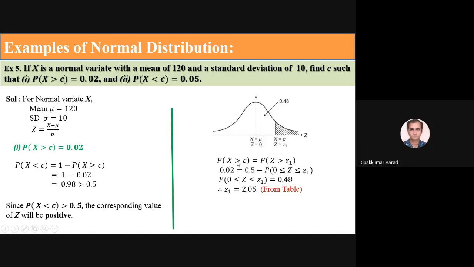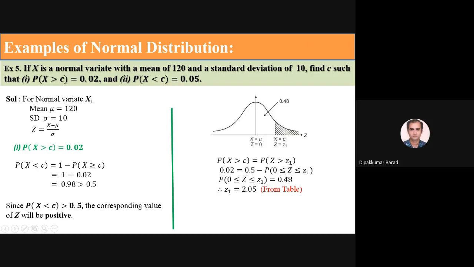P of x greater than C, which we have given as 0.02. Now Z greater than Z1: all the right hand side is 0.5, and I have to subtract the area from 0 to Z1 from 0.5. So 0.5 minus the probability of 0 less than or equal to Z less than or equal to Z1. Now see the simplification: this is on the right hand side and this one is on the left side. So 0.5 minus 0.02, which I get as 0.48.